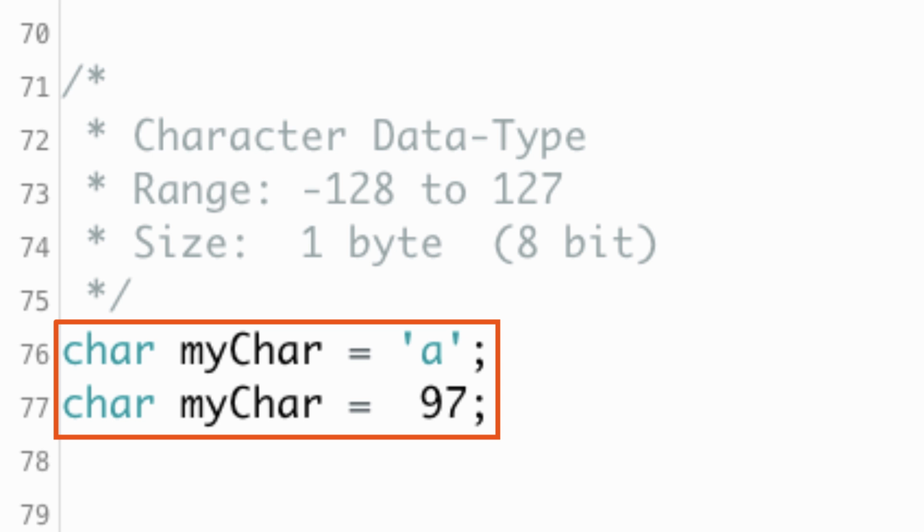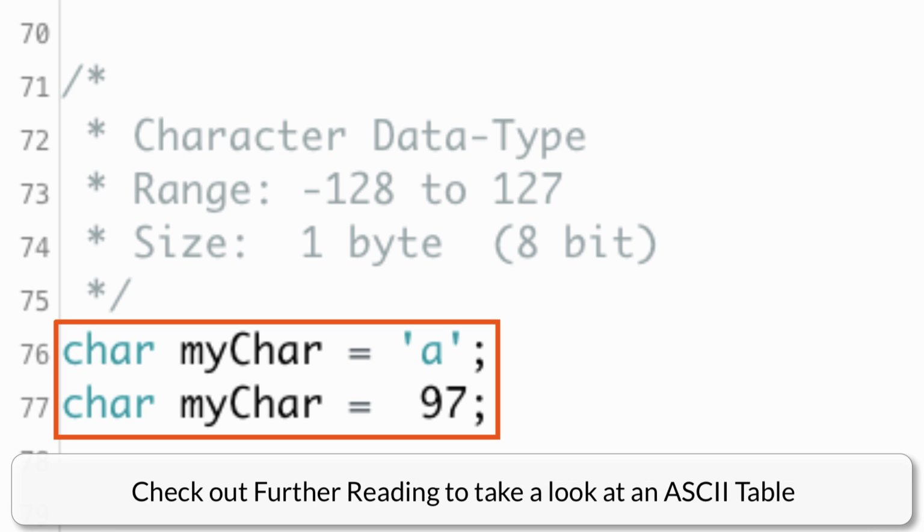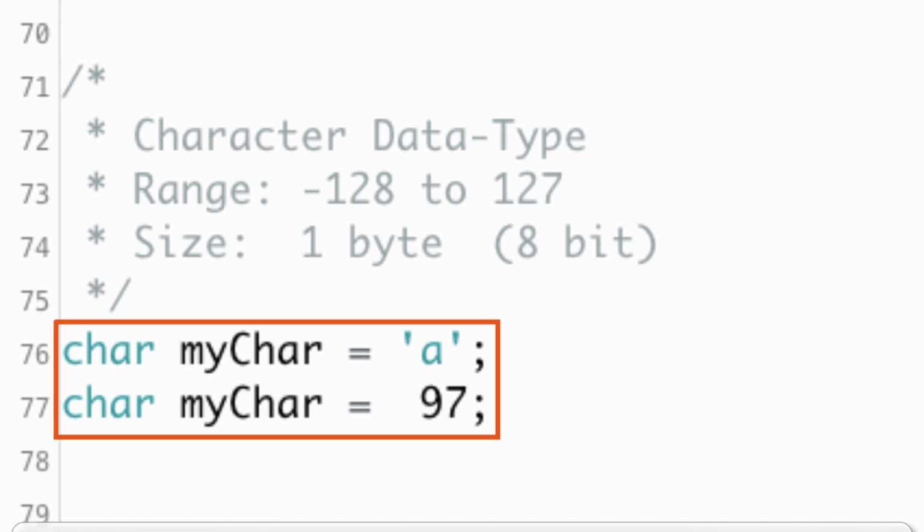Or, since characters are stored as numbers, you can actually assign it a number value. Now, that number value is equivalent to a letter. So, for example, these 2 lines of code would be equivalent. And that's because 97 is, in ASCII, a lowercase a. This also means that you can perform math on characters. We're not going to get into that now, but it's kind of neat.